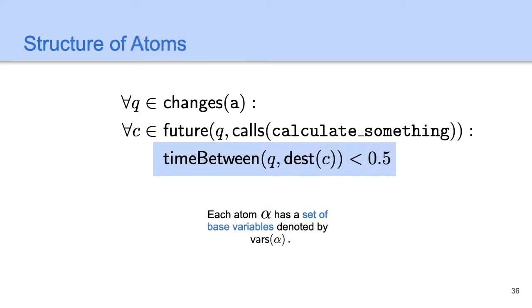If we then zoom into the structure of a CFTL formula further, we can define the set of base variables of an atom. So in this case we have what we call a mixed atom, and as we saw before, we have subatoms Q and dest of C. But these two subatoms are based on the variables Q and C. So when we think about the set of base variables of an atom, we mean the actual variables from the quantifiers that we used to derive the concrete states or transitions used by that atom.